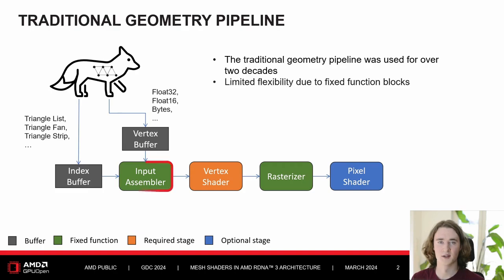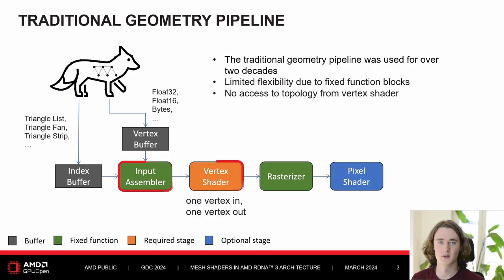Now, this reliance on a fixed function input assembler brings some key limitations with it. For example, there are only a handful of formats supported for the index buffer. Secondly, you're also going to notice that the vertex shader operates on a per vertex basis, meaning that we can't actually create, modify, or delete any triangles in this stage. And our input mesh looks more like a point cloud than an actual triangle mesh.